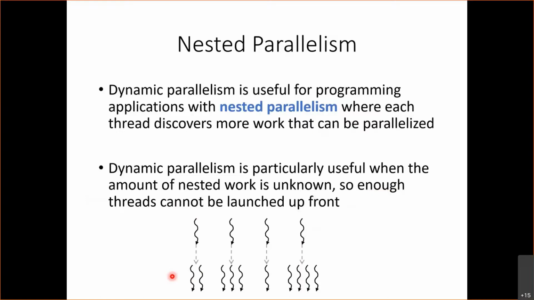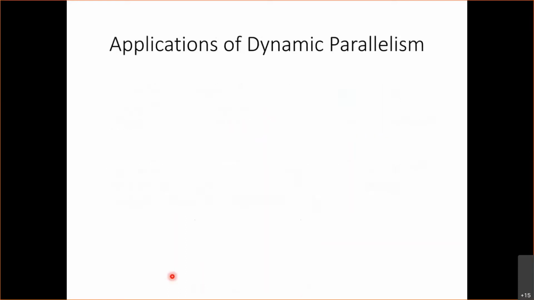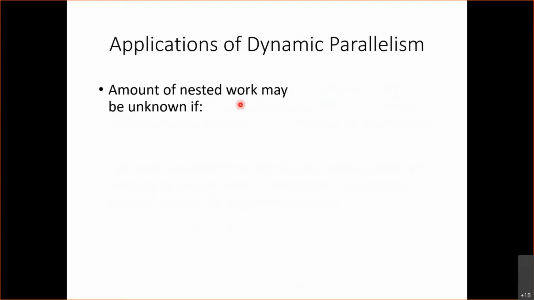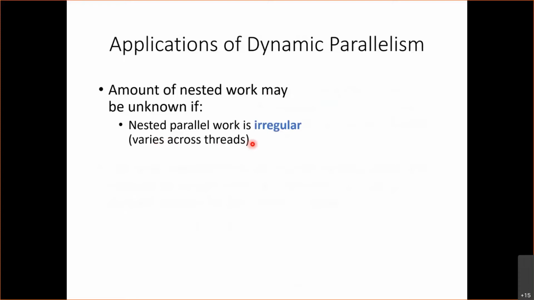Now, what kinds of applications have this pattern? What kinds of applications have nested parallelism, or parallelism within parallelism? Well, there are different kinds of applications that have this, and there are two main reasons why the amount of nested work may be unknown. One of them is where the nested parallel work is irregular. In other words, it varies across threads. Different threads have a different amount of nested parallelism inside of them.